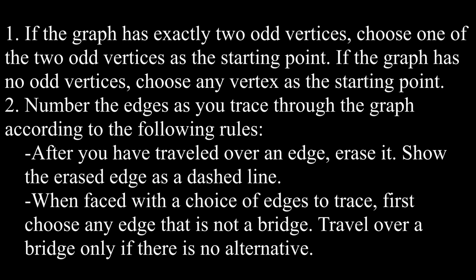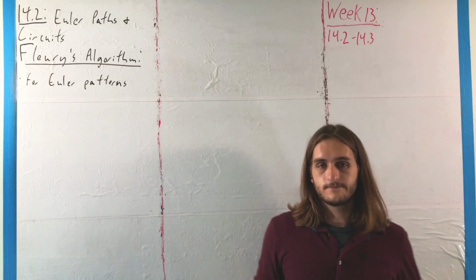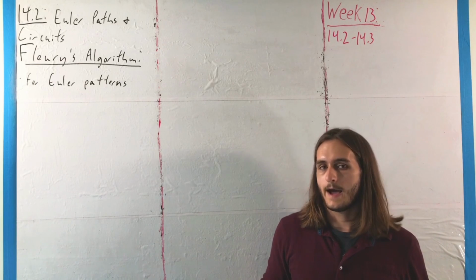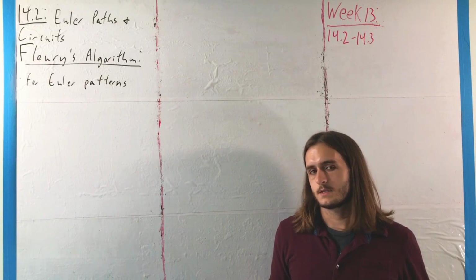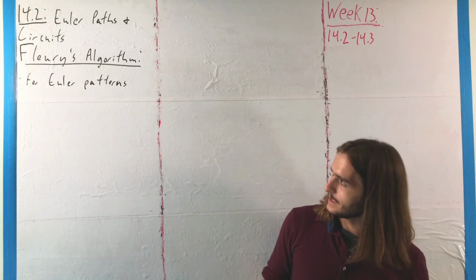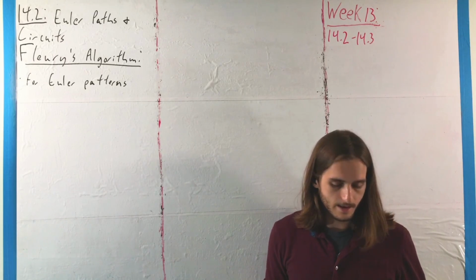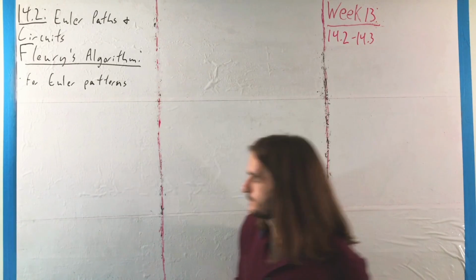So you're going to make it clear which ones you've used in that method, and then when faced with a choice of an edge to trace, first choose any that is not a bridge, where you only travel over bridges if you are out of other options. And for this, like before, we're just going to take an example so you can understand how this process can be applied to find an Euler path, or in the case that we have here, an Euler circuit.